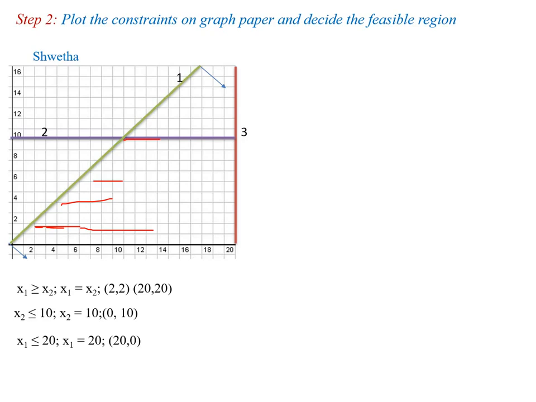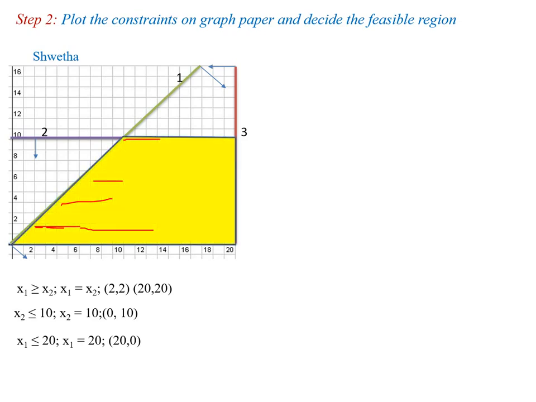Similarly, the second constraint is x2 is less than or equal to 10. So here also we have to consider the region below the line. And the third constraint is x1 is less than or equal to 20, which means here also we have to consider the region below the line. So the common area, that is the feasible region, is OABC. And the coordinates for OABC are (0, 0), (20, 0), (20, 10) and (10, 10).